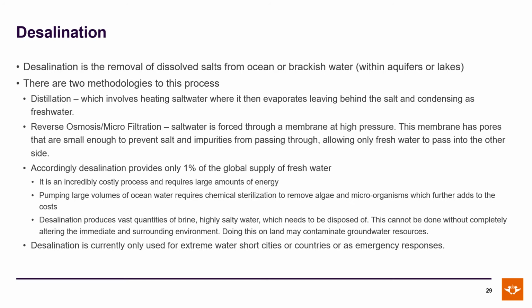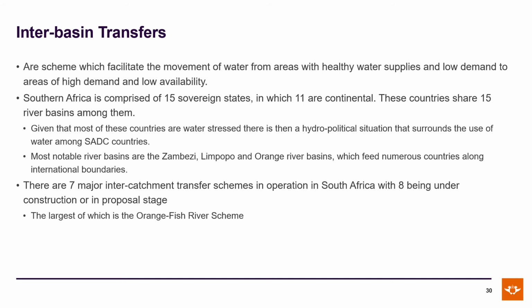To have a look at interbasin transfers, this is a scheme which facilitates the movement of water from an area which has a healthy water supply and a low demand to an area in which there is a high demand and a low availability of water. Southern Africa is comprised of 15 sovereign states, in which 11 are on the continental homeland. These countries share 15 river basins among them. Given that most of these countries are water stressed, there is then a hydropolitical situation that surrounds the use of water amongst SADC countries. Most notable river basins are the Zambezi, Limpopo and Orange rivers, which feed numerous countries along their international boundaries.